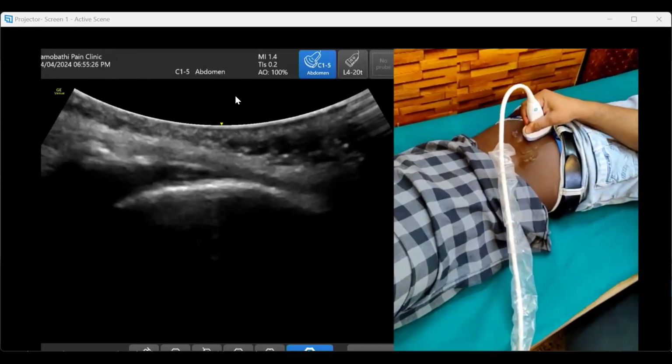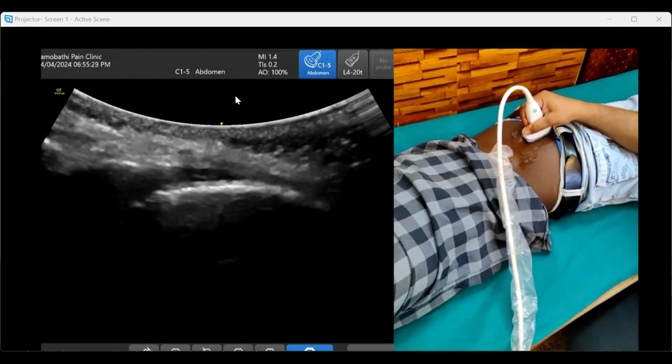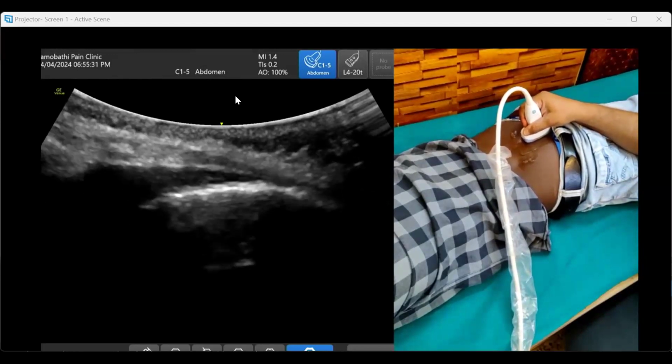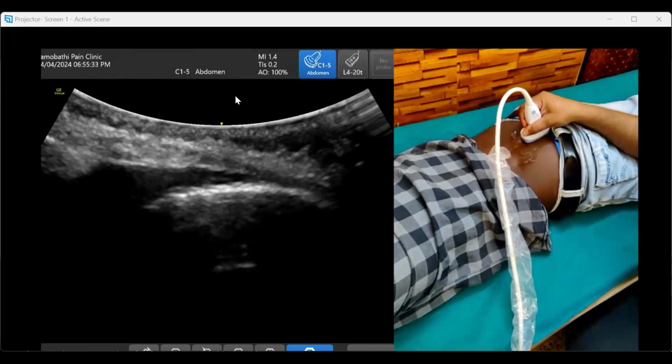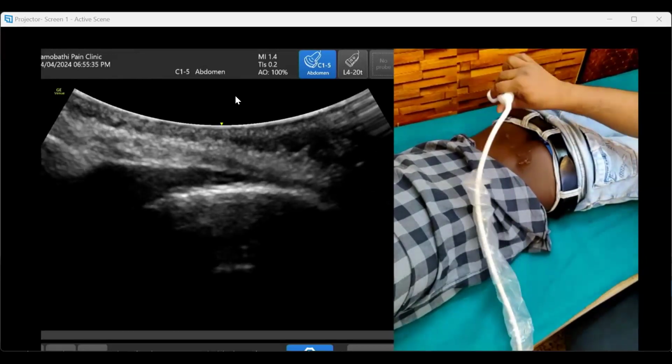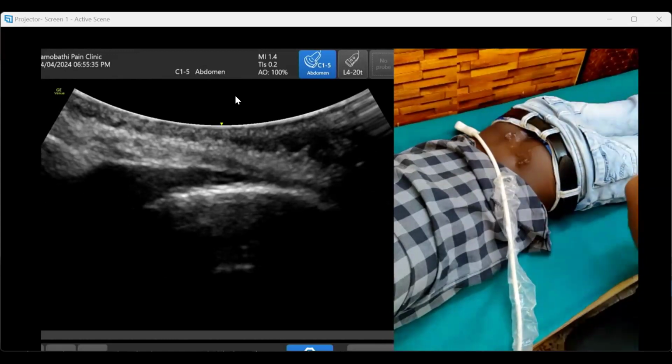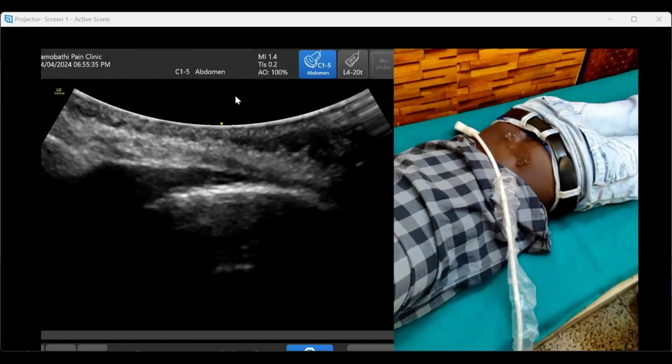Okay. Once we have rotated the probe 90 degrees, we can see this picture. Okay. So put it at the center and we are freezing. Okay. So at this point, you can see this is the sacrococcygeal ligament that we are able to see. Now, this part is very easy for the anesthesiologists who are practicing regularly. This part is very, very easy. So you can see this sacrococcygeal ligament.